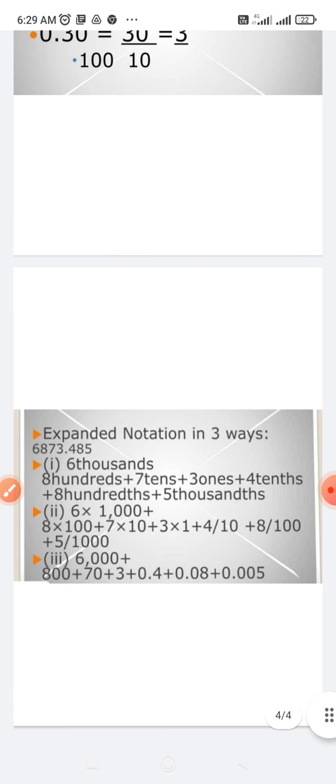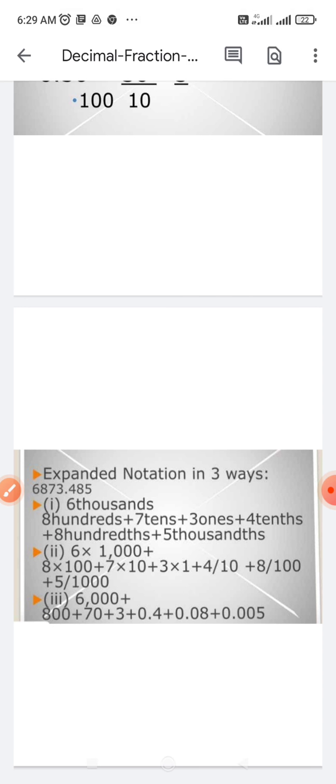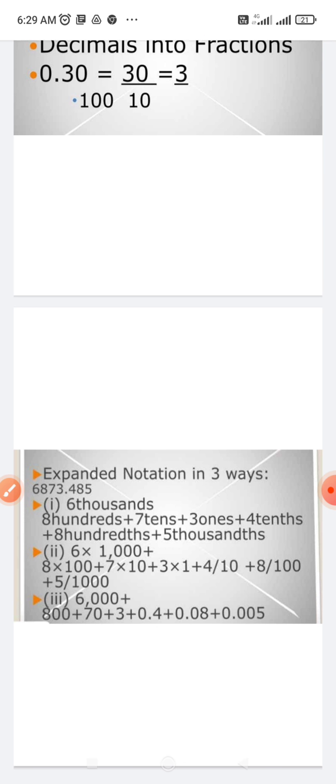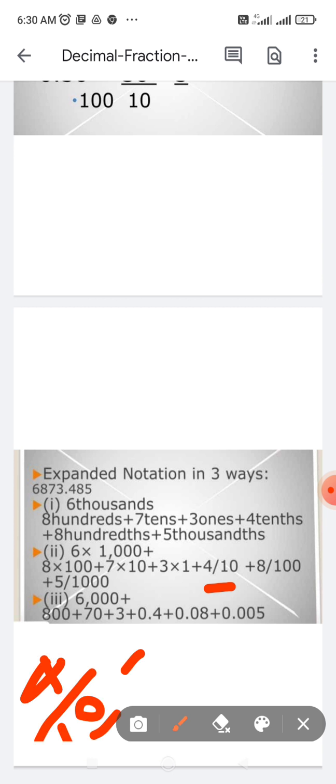Next, our third format. As usual, how many thousands are there? 6000. So 6000 plus 800 plus 7 tens, so 70, plus 3 ones, so plus 3. This is the third format. How do they represent the decimal part? Before, we had 4 divided by 10. How can we represent it in decimal? That is in fraction, now we can represent it in decimal. Here 10, children: 4 divided by 10. Just after the 1 digit you make a decimal point, means 0.4. So they represent 0.4 here.